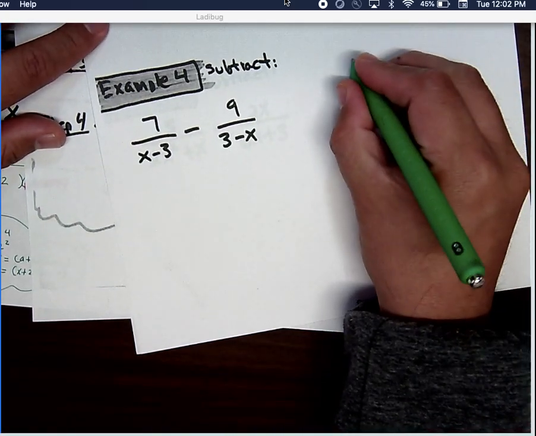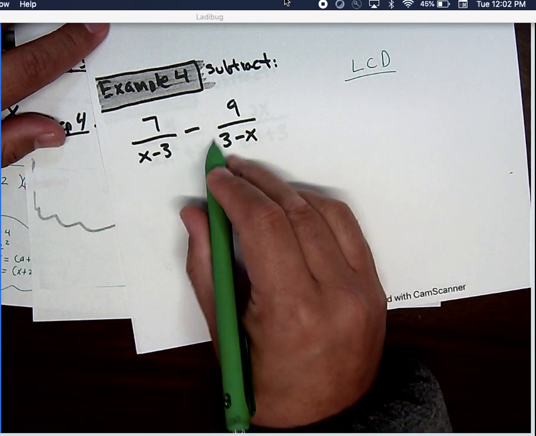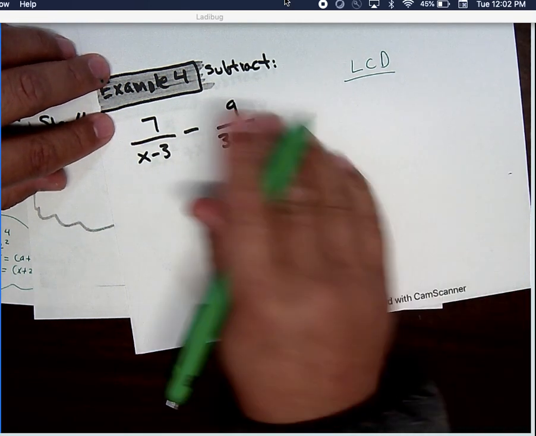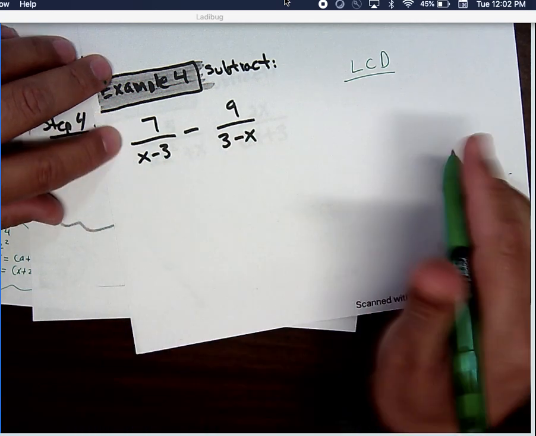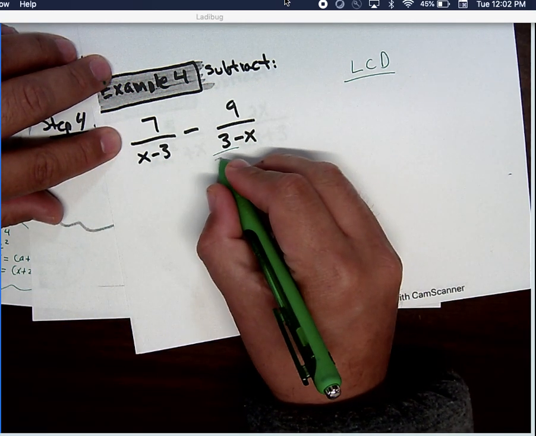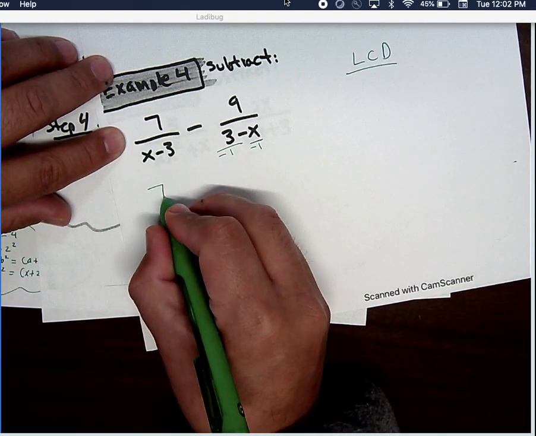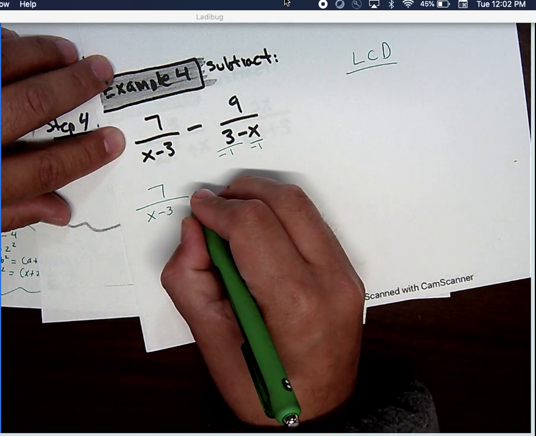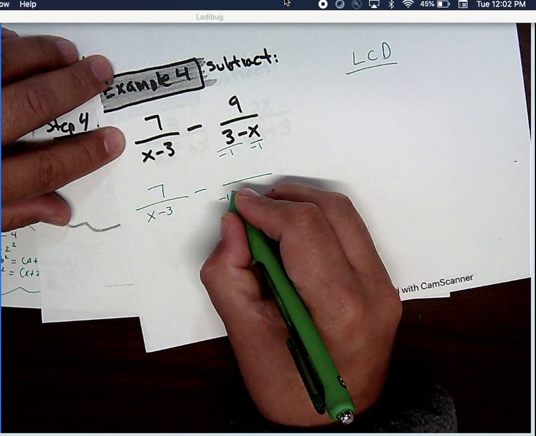Okay, again, the LCD. That one, we can actually fix this question easily because they're kind of the same. So we're going to divide this by -1 to make it look like this. So let's rewrite this as x minus 3 minus. So you have a -1 outside. There's a 9.